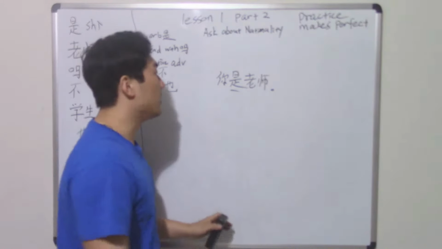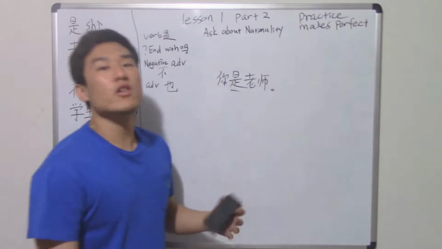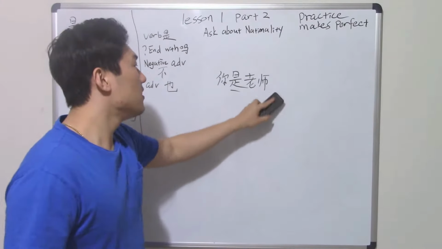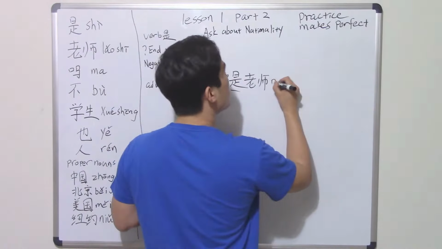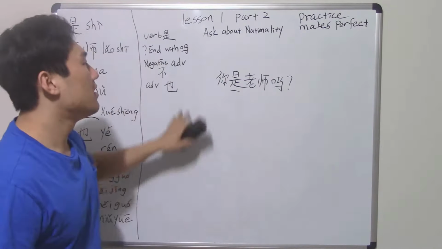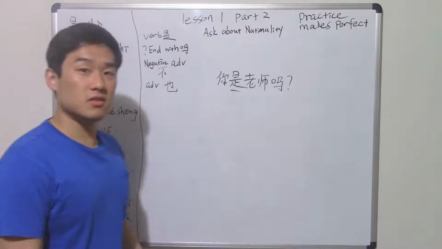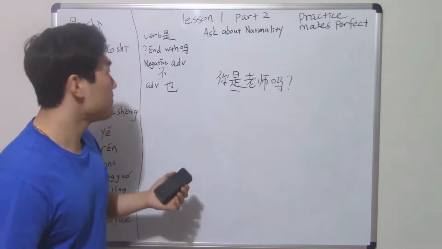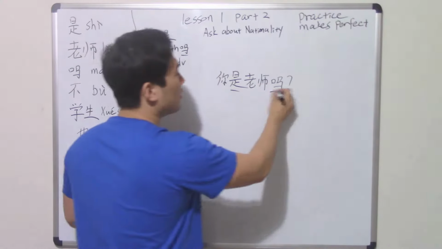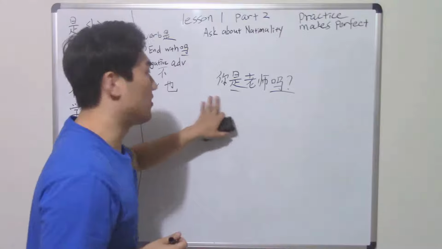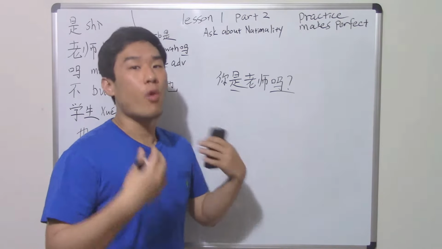It's done. And then if you want to make a question like, are you a teacher? That's when the 吗 comes in. You simply get rid of the period and put 吗 afterwards, and then a question mark. 你是老师吗? That means are you a teacher? Simply put 吗 after a declarative statement, and it will make the sentence a question.